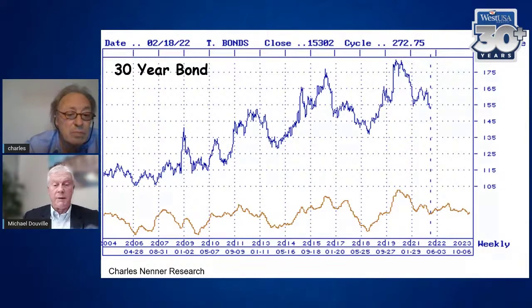We've been telling people to get out of bonds. A lot of people are in bond funds, which is even worse. They never mature. It's not like you can get your money back and say, well, I'm never going to do that again. You just don't get your money back. Right, and it's a terrible thing. And they are really volatile. You get some of those long maturity bonds, you get some volatility in those funds.